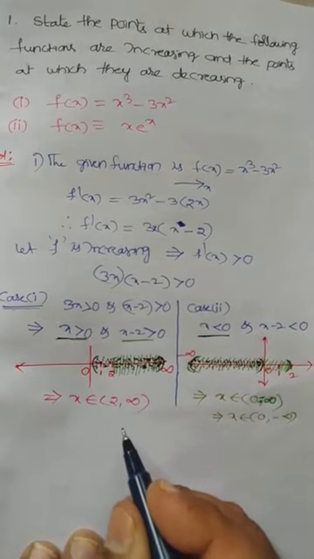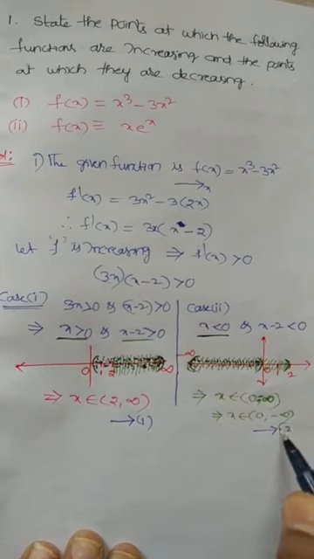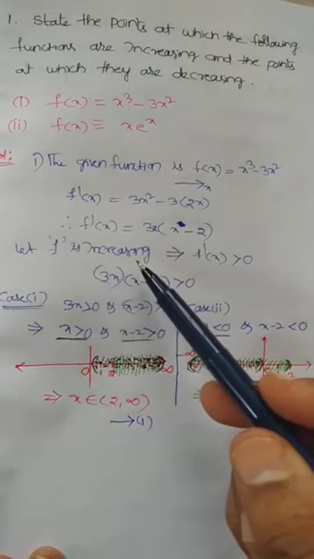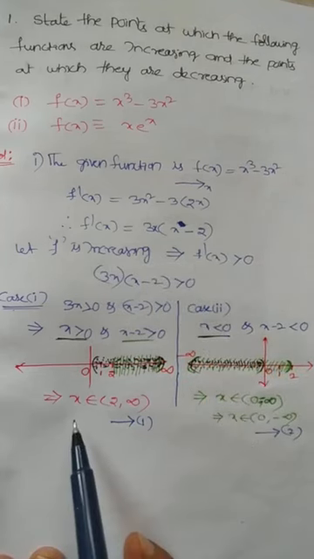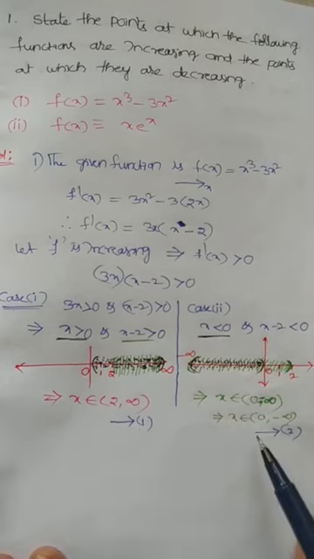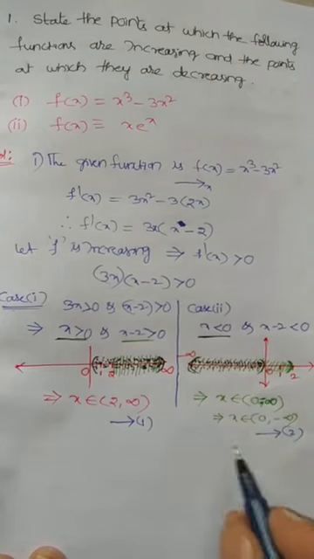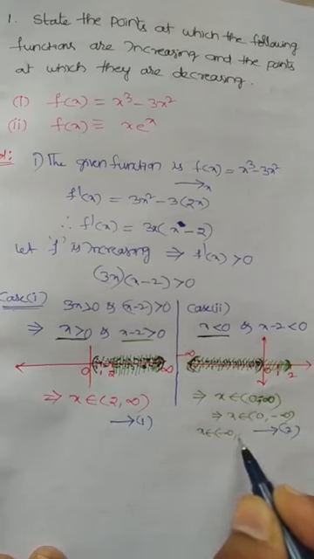So this is equation number 1 and this is equation number 2. Whenever f is an increasing function, x lies in these two cases. The first case is x belongs to 2 to infinity, and the second case is x belongs to 0 to minus infinity. The second case is also represented as minus infinity to 0. Okay.